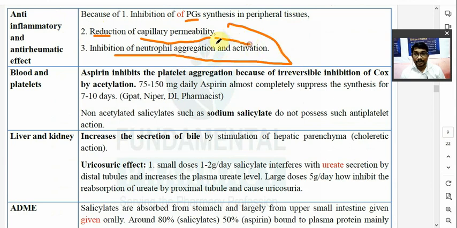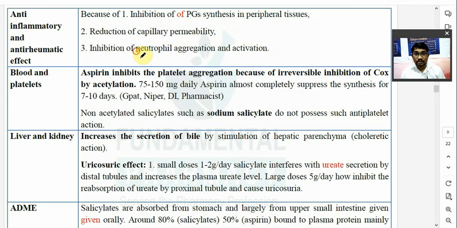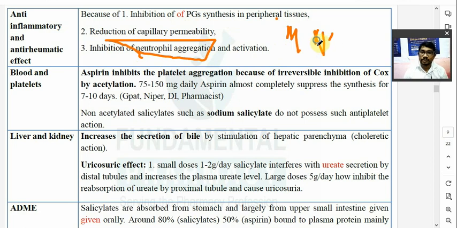So where neutrophil aggregation happens, that is chemotaxis. So this aspirin inhibits the chemotaxis, the movement of neutrophils towards the inflammation. A question has already come on chemotaxis. What is chemotaxis? Movement of neutrophil towards the infection or towards the inflammation is known as chemotaxis. So aspirin inhibits the chemotaxis.